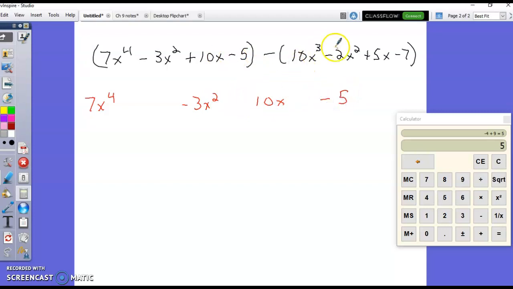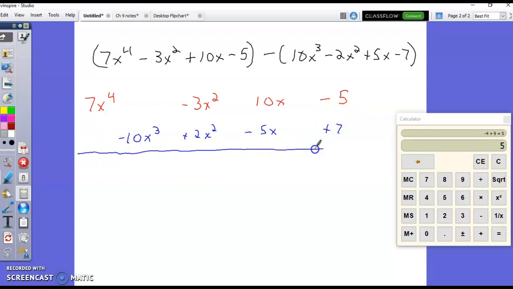All right, so underneath, for this second term, I'll change colors just so we can see. Remember, since we're subtracting, I'm going to take the opposite of each one. So this positive 10x to the third becomes a negative 10x to the third. Because there's no 10x to the third, I'm just going to line it up here. So it would be a negative 10x to the third. This negative 2x squared is becoming a positive because it's the opposite. So I'm going to write a positive 2x squared. All right, this positive 5x becomes a negative 5x. And notice that I'm lining it up with the other terms that are alike. And this negative 7 becomes a positive 7.